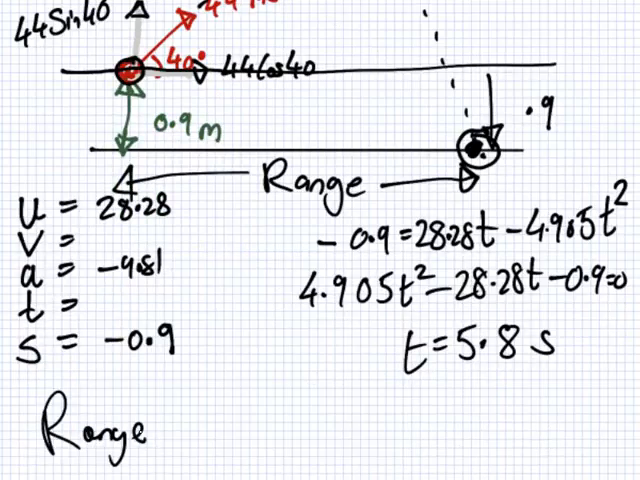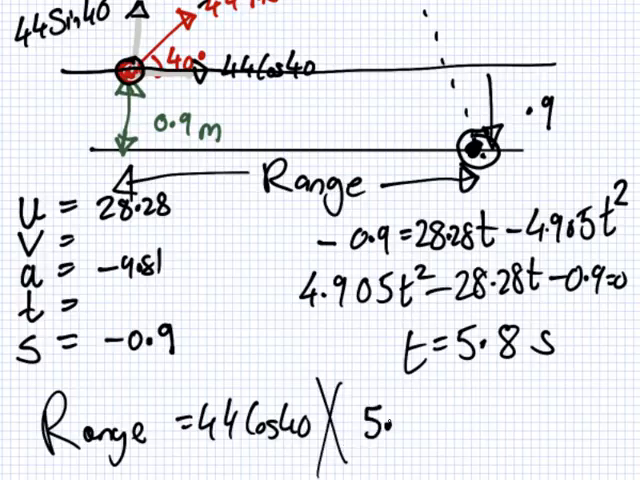Speed multiplied by time, which is 44 cos 40, whatever that is, multiplied by 33 point something, is it? 5.8. I'll just put it in at once. 195.55. Let me double check. 195 meters is the final answer.